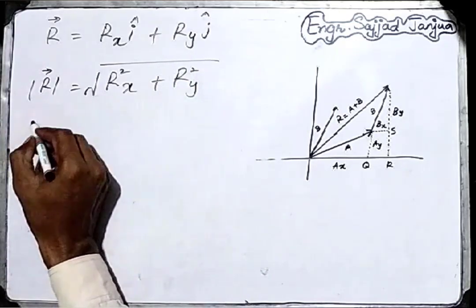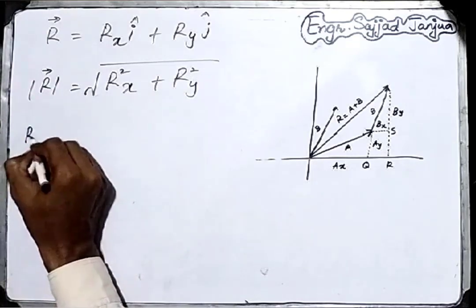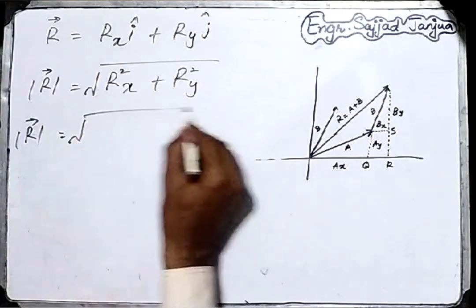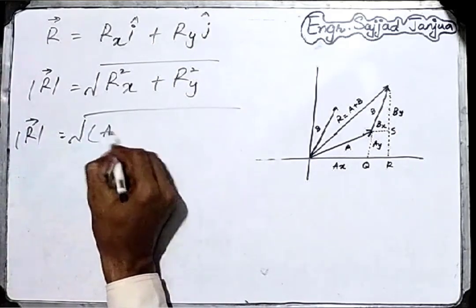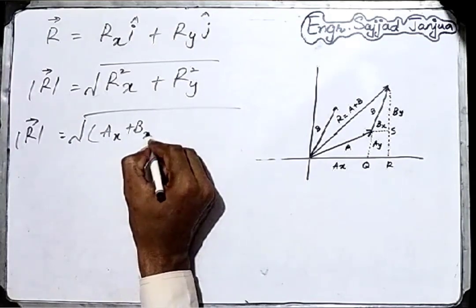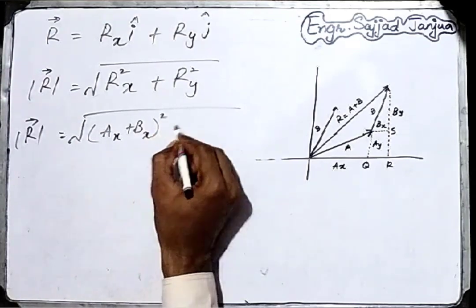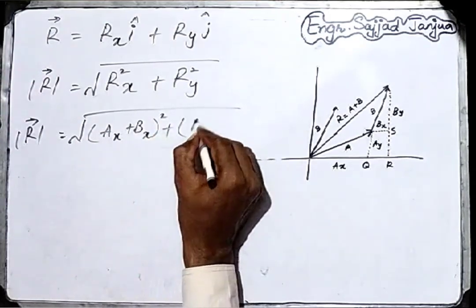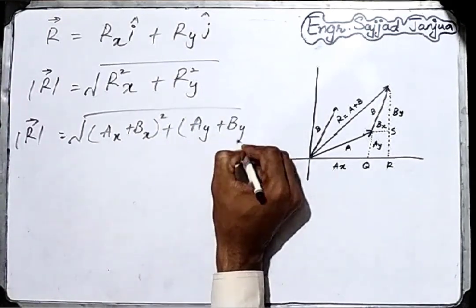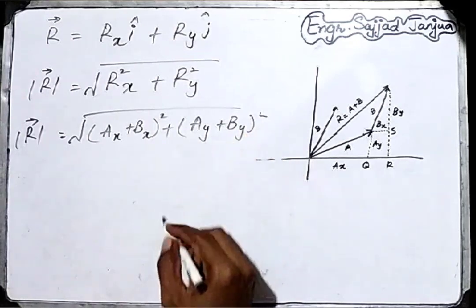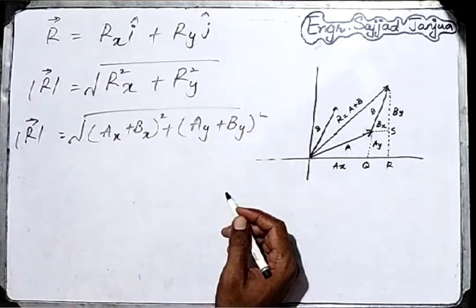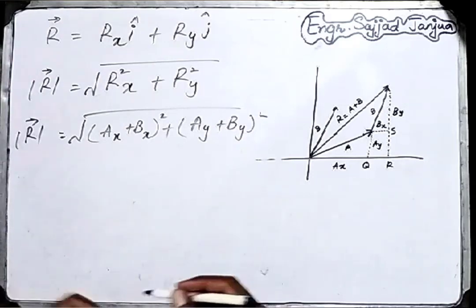Now we will put the values. R is equal to the square root of (Ax plus Bx) whole square plus (Ay plus By) whole square. So this was the method to find the magnitude. Now we will find the direction.